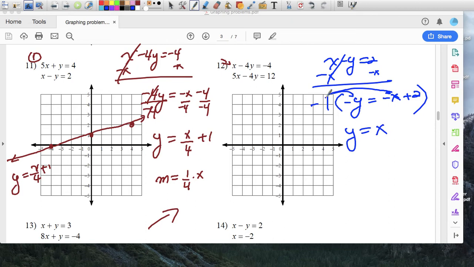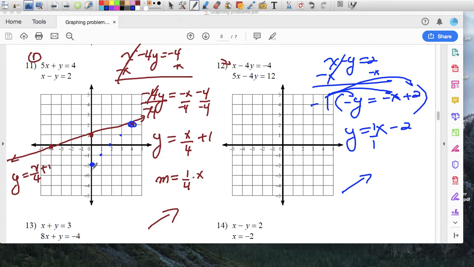Likewise, x plus y equals 3. Subtract x from each side, these go out, and I get y equals negative x plus 3. The y-intercept is positive 3. The slope is actually negative 1 over 1, because there's a 1 over here. It doesn't matter if you put the negative on top or the negative at the bottom, it really doesn't matter.